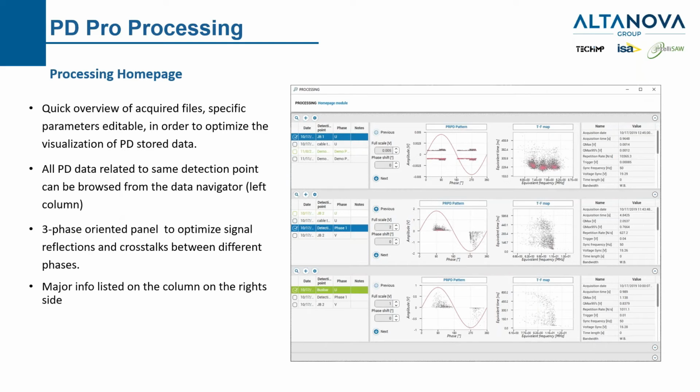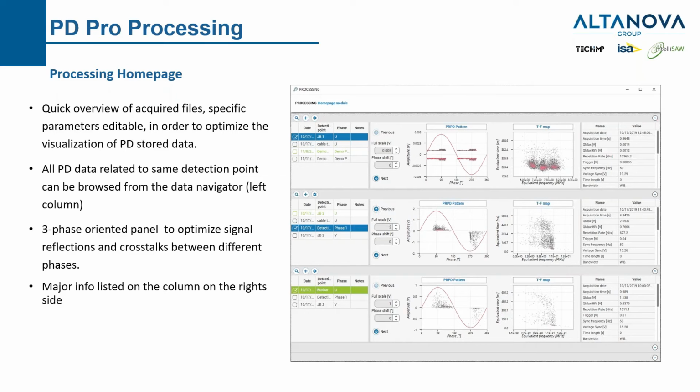This is the home page of the processing. So normally we have three possible rows where we can load a series of data. Why three? Because normally we want to have the three-phase measurement all in the same window to make comparison and study crosstalk or reflection of the signal from one phase to another. There is a chance to change the visualization of the data in the full-scale base or in the phase shift base, so that we can play with these parameters to check the correspondence with different phases signals.